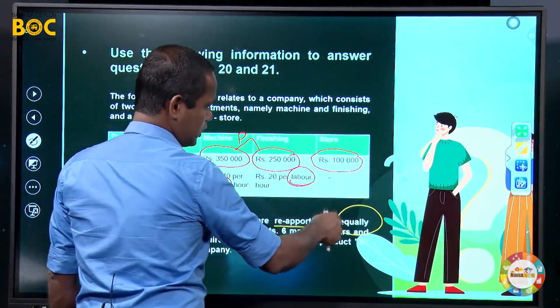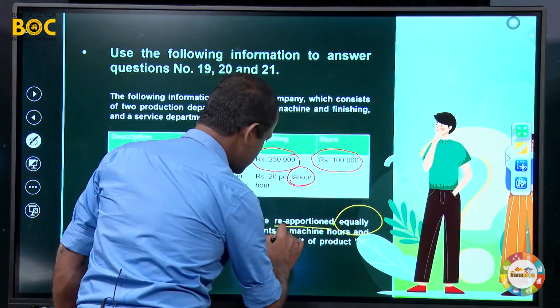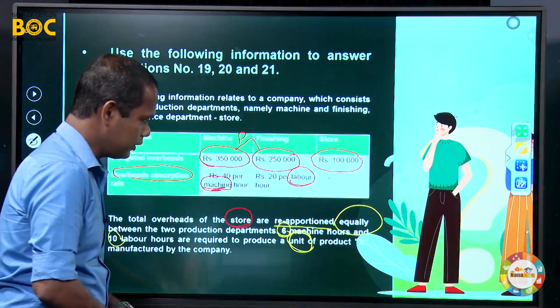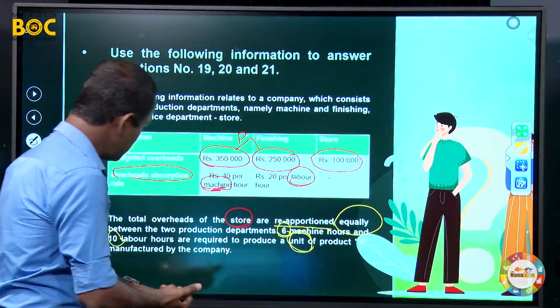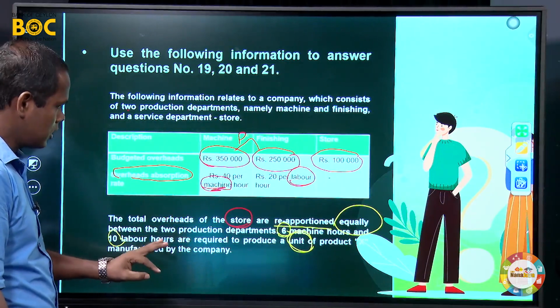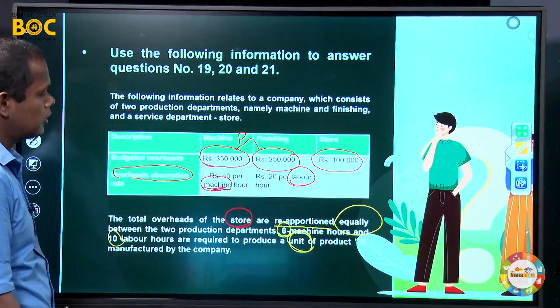How have they reapportioned? It says equally. The 6 machine hours are required and 10 laborers are also required to produce 1 unit of product A. To produce 1 unit, 6 machine hours and 10 laborers are required.